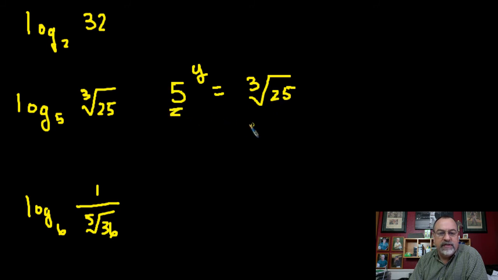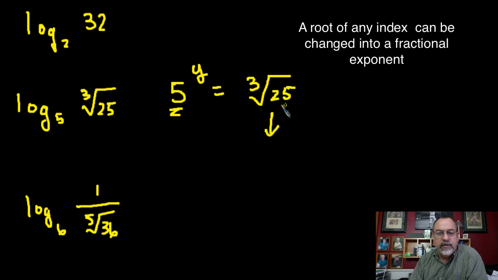This is a base 5, and this is some kind of weird thing over here. So again, we need to go back and change it into a base 5. So we have to remember a couple of things. First thing I want to do when I have a root is to change this into its exponential form. In other words, you remember that this would be 25 to the 1/3 power. You remember that a root can be changed to a fractional exponent where the denominator is the index and this is the power of this number.